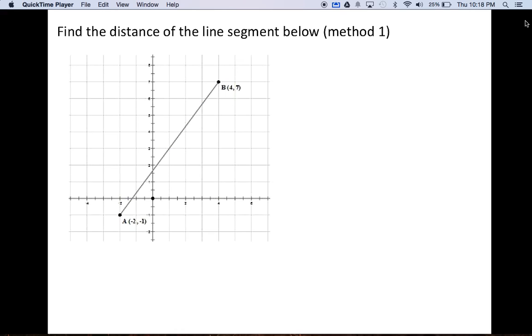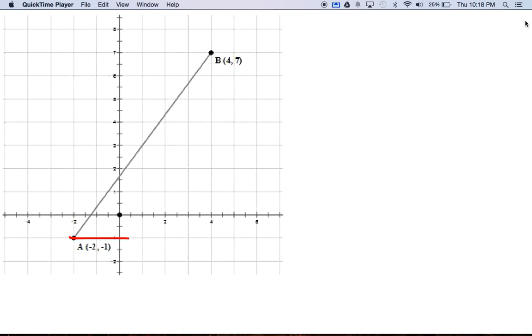So what we're going to do is actually make a right triangle out of this. So I'm going to draw the horizontal distance and the vertical distance, and when I do that, it should make a right angle. Now the question is, what is this vertical distance and what is this horizontal distance? Because if we could figure those out, we could use the Pythagorean theorem to find this distance.